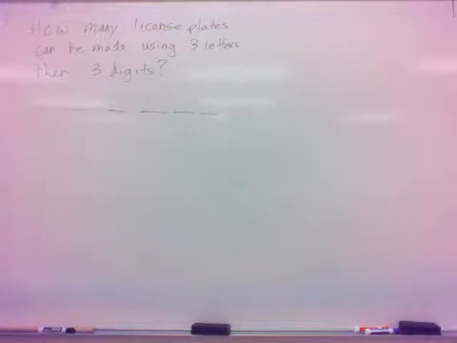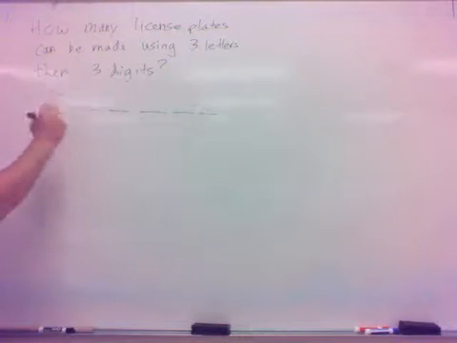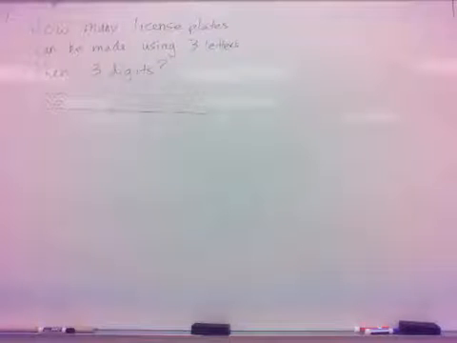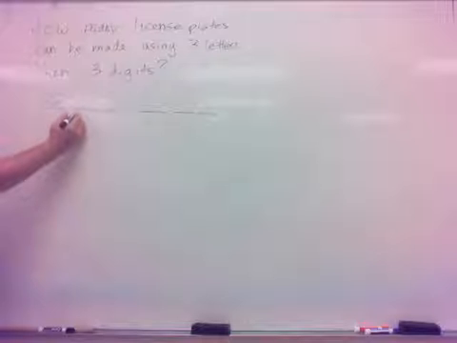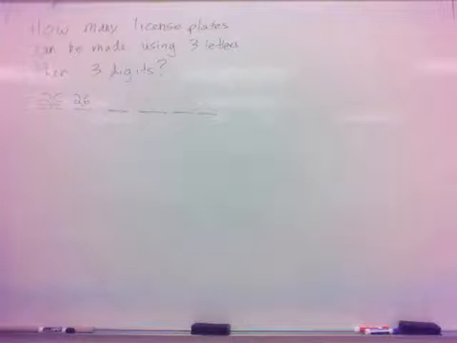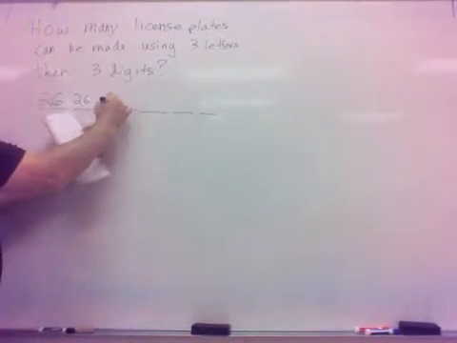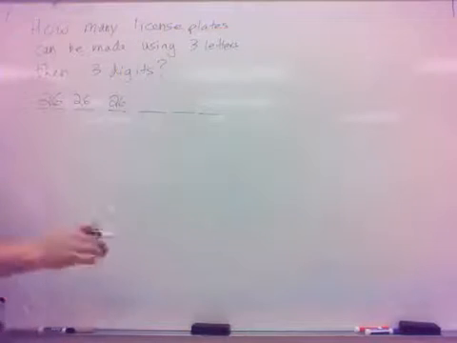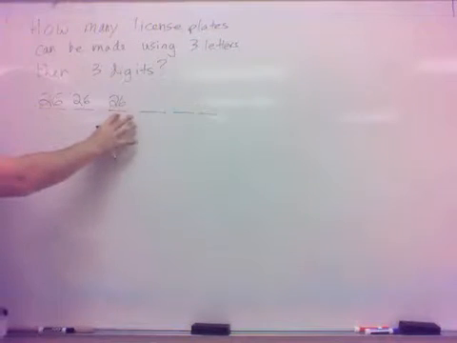First letter, how many possible? A through Z, A, B, C. How many is that? 26 letters in the alphabet. How many for the second letter? Can we use repetition? It doesn't say we can't, so we can. Whatever one is used here can be used again here. So how many letters? Still 26. And then 26 for the third letter. You can repeat, so you have all 26 letters in each case.